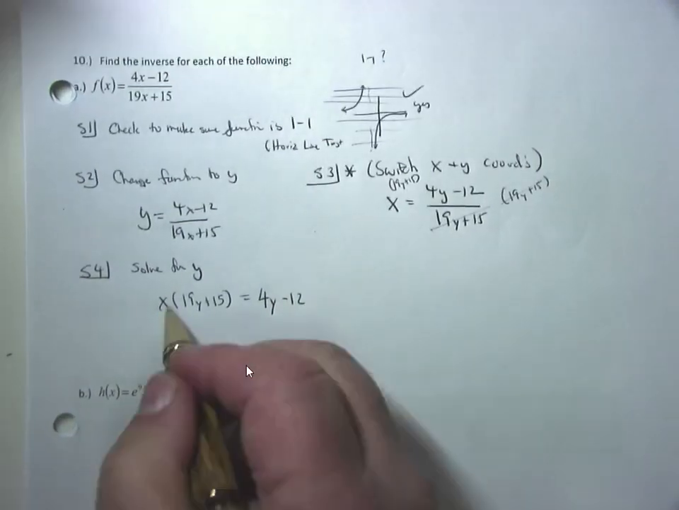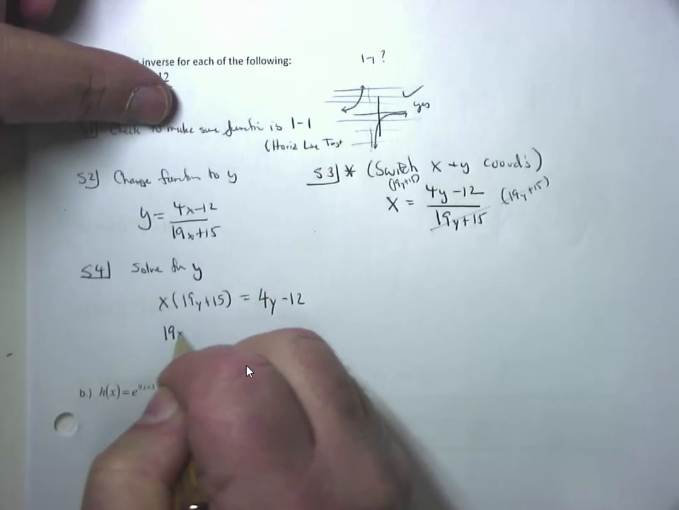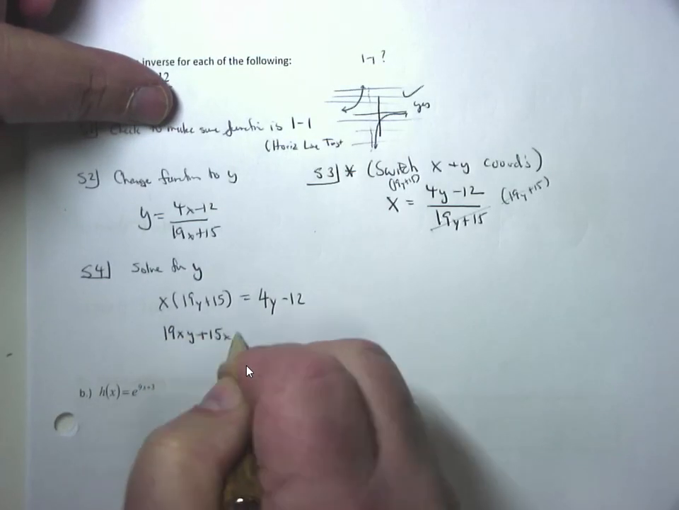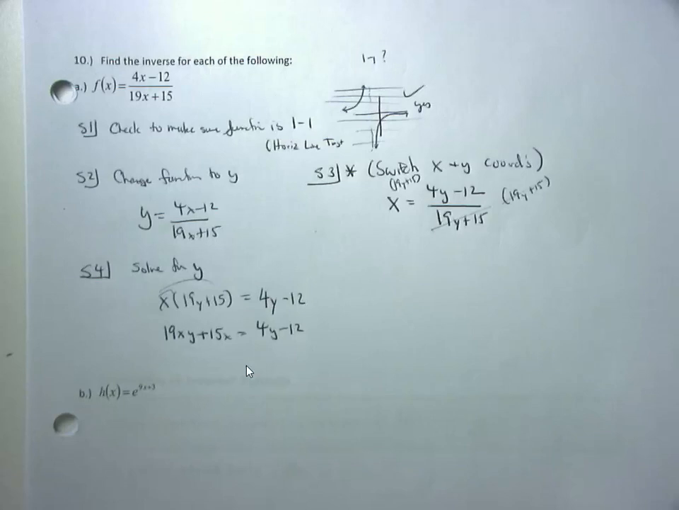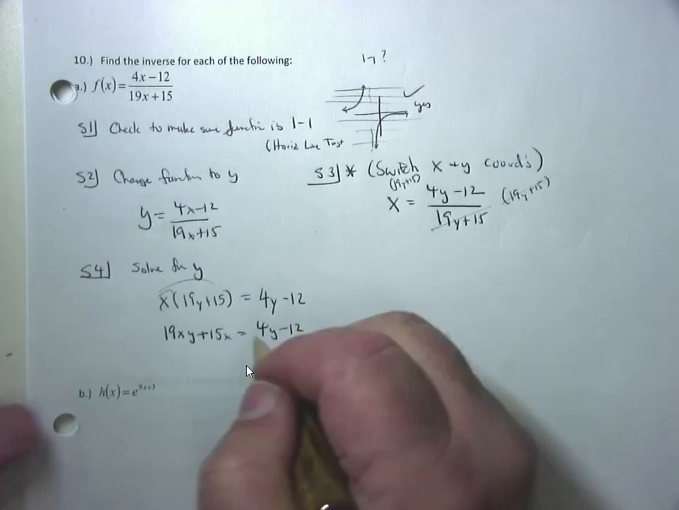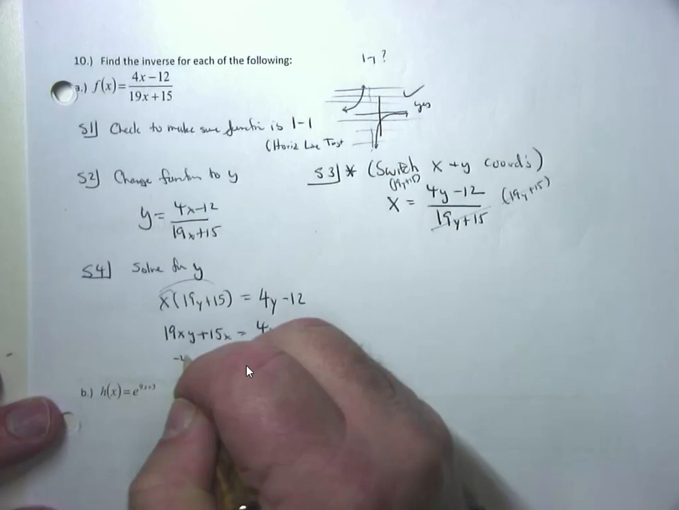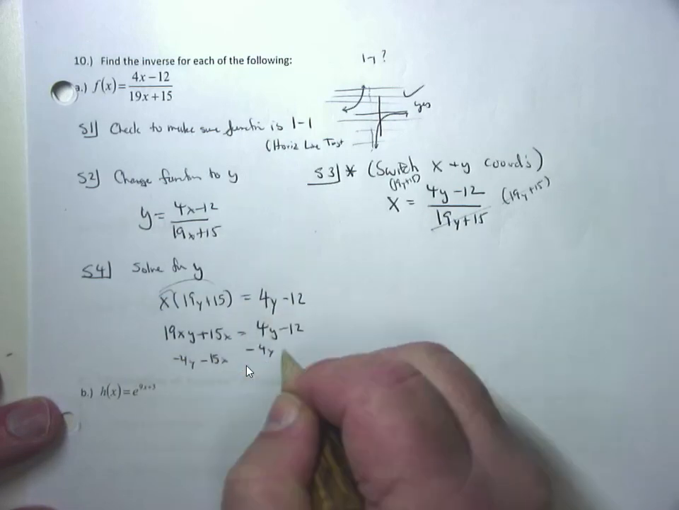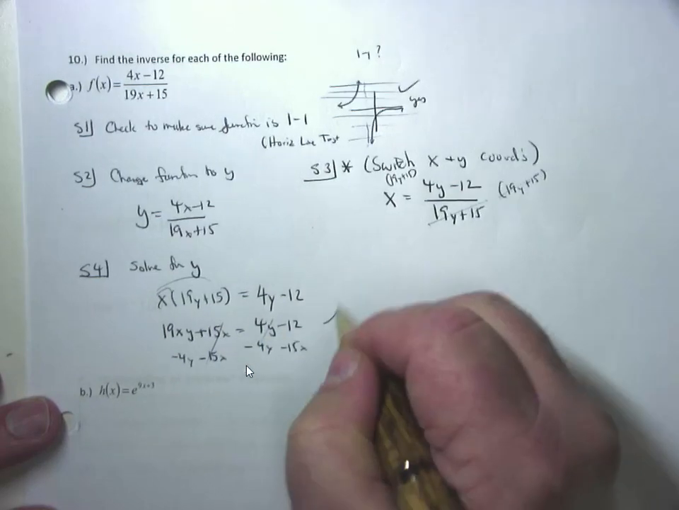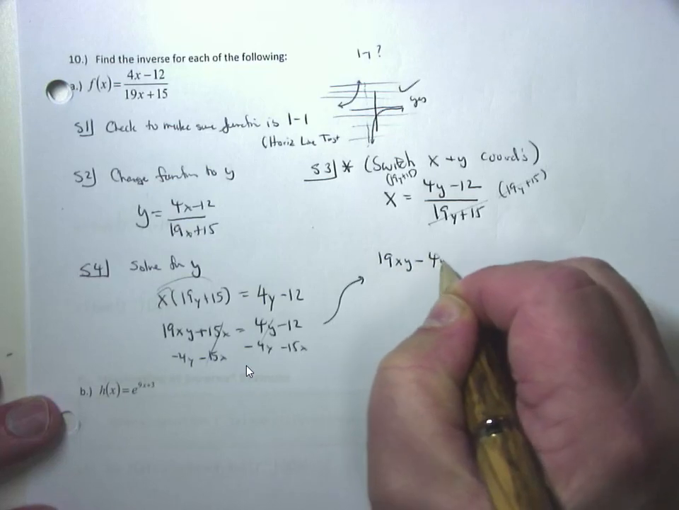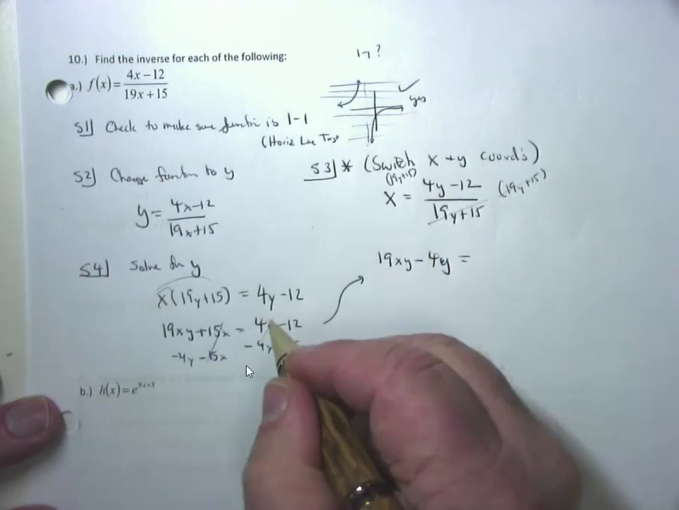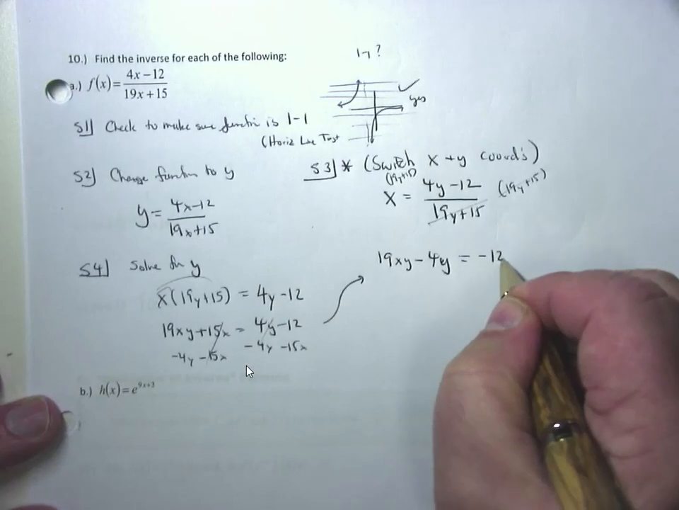Next step I would do would be distribute. This gives me 19xy plus 15x is equal to 4y minus 12. I just distribute the x. Keep your eye on the ball. We're trying to solve for who? y. So get all your y's on one side. So I'm going to subtract 4y from both sides. At the same time, I'm going to subtract 15x from both sides. This is going to give me 19xy minus 4y, this cancels, equals, this cancels, negative 12 minus 15x.